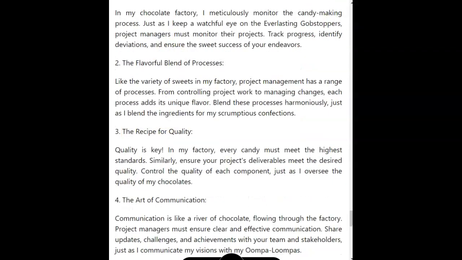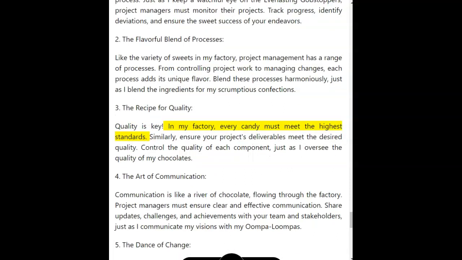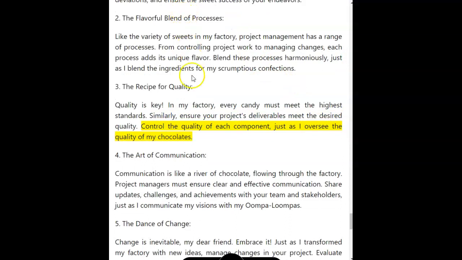3. The recipe for quality. Quality is key. In my factory, every candy must meet the highest standards. Similarly, ensure your project's deliverables meet the desired quality. Control the quality of each component, just as I oversee the quality of my chocolates.